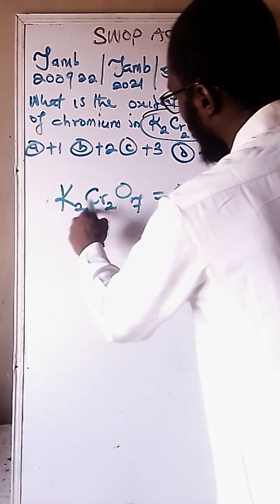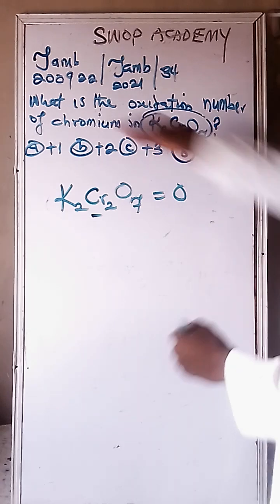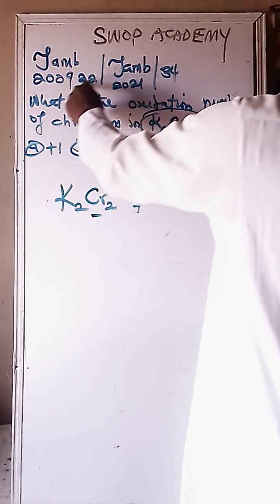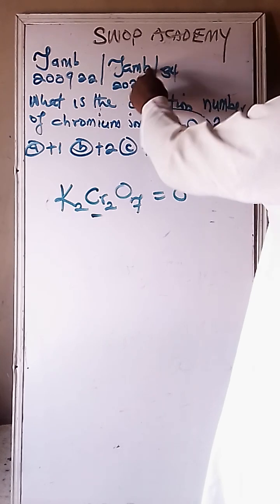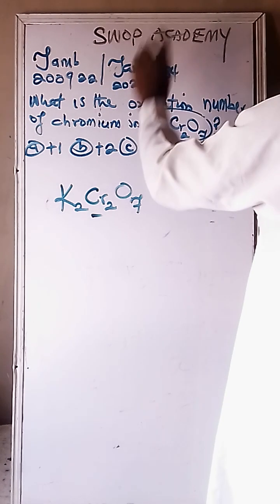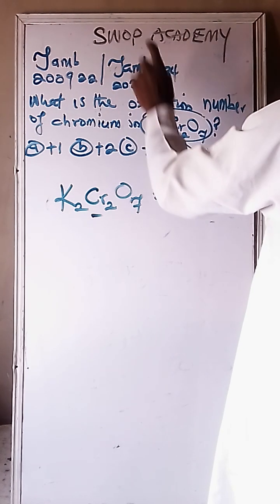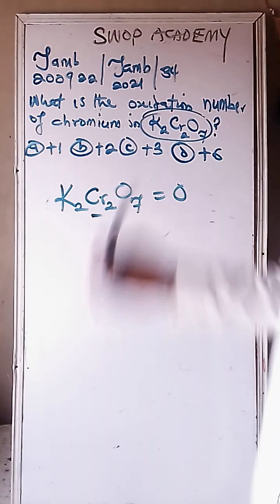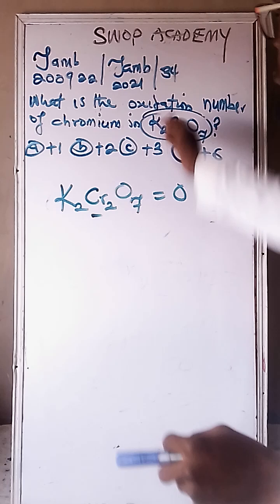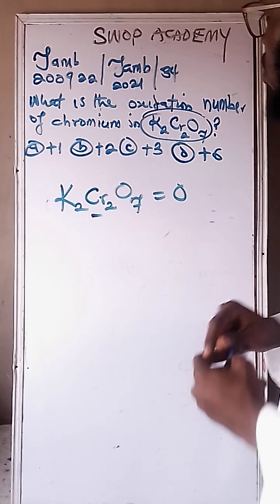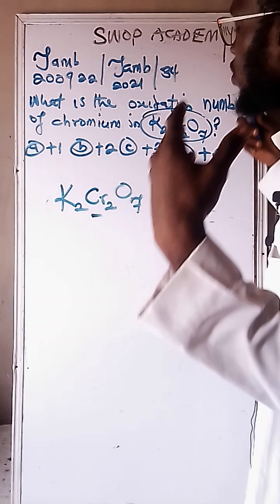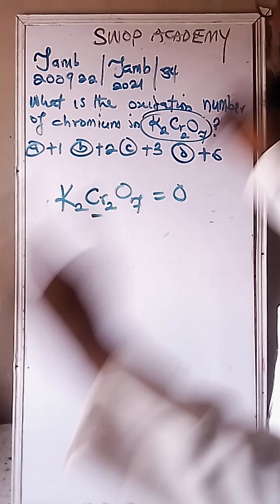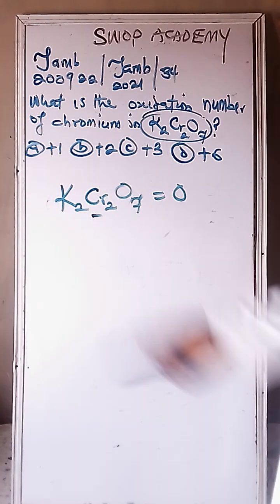Chromium is what we have to make the subject of the formula. That's what the JAMB question has. This JAMB question is 2009, question number 22. It was also repeated in 2021, question number 33. These are all bonus questions that you don't have to skip when you come across them in your exam. They are popular questions, repeated questions, and they are also bonus questions if you attempt them.